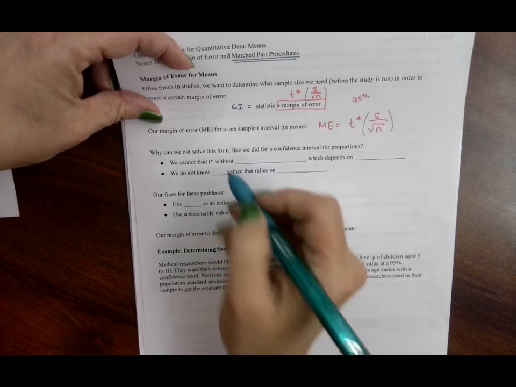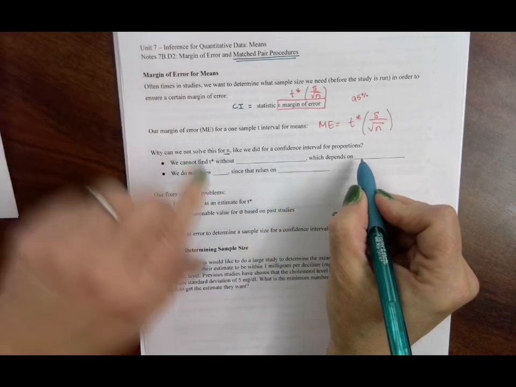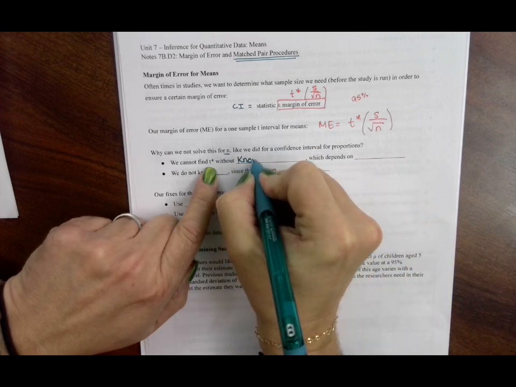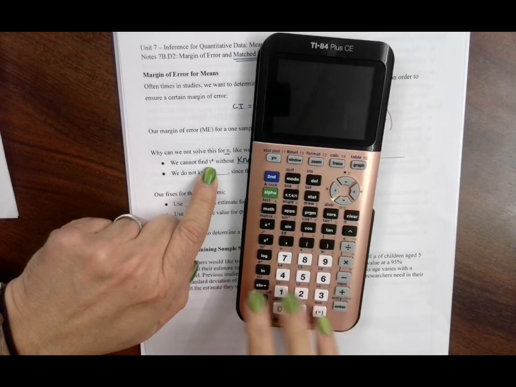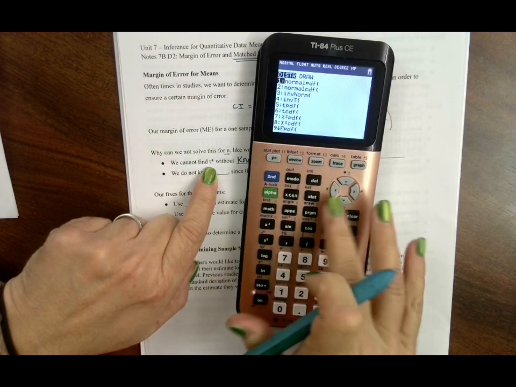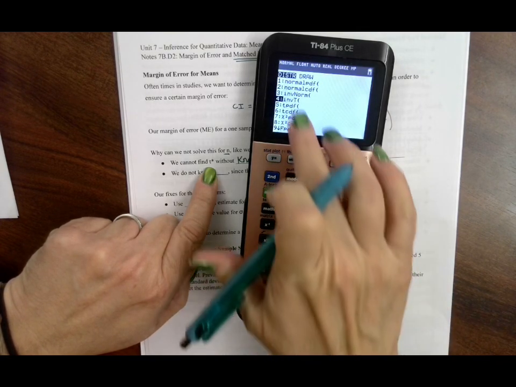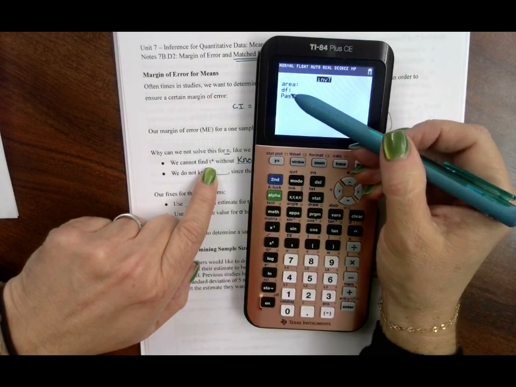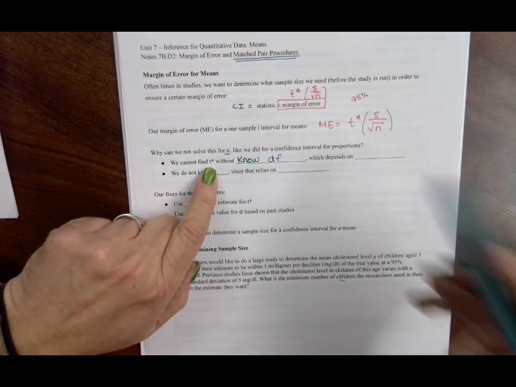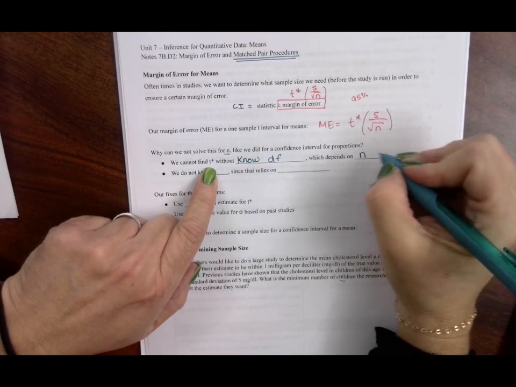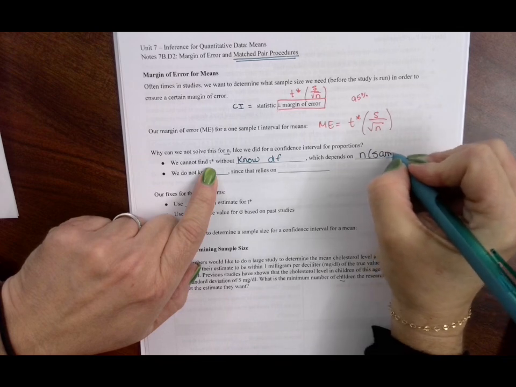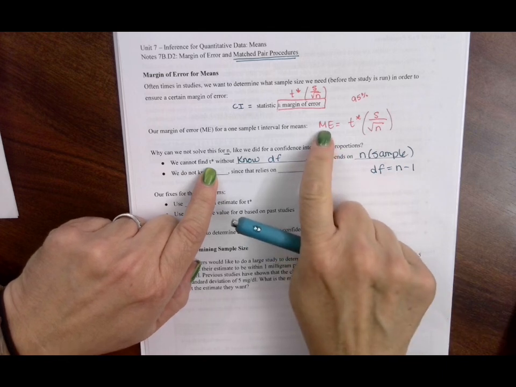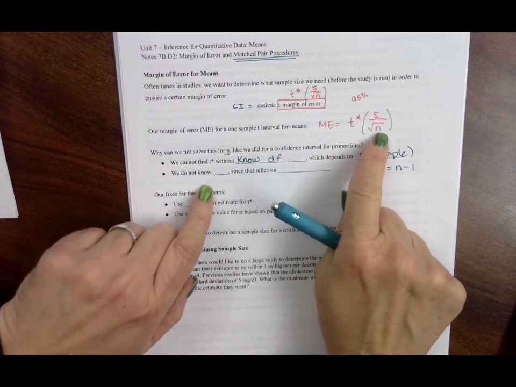So why can't we solve for N like we did for proportions? Well, we can't find T star without knowing our degrees of freedom. If I go to my calculator, into distribution, and go to inverse T, remember inverse norm is what gives me my Z star from my percent confidence. Inverse T asks me for my degrees of freedom. Remember, your degrees of freedom depends on sample size, and my formula for degrees of freedom is N minus 1. So if I know my margin of error, I can't calculate T without knowing N.